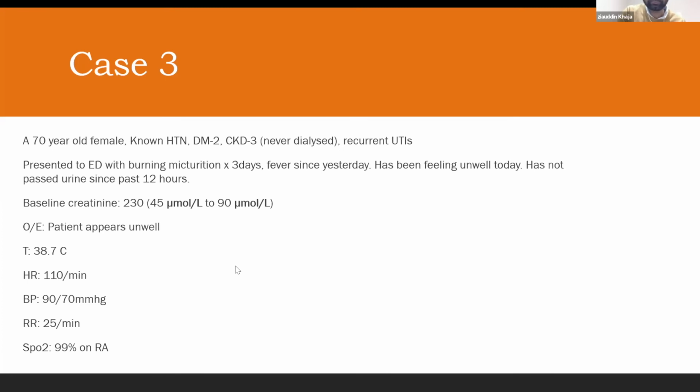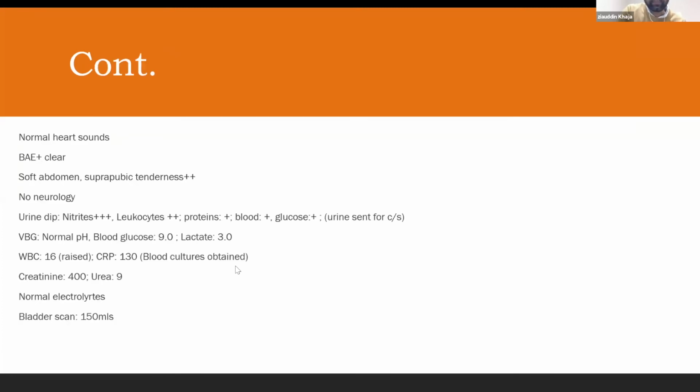Yeah, yeah. Excellent. Okay, and then on examination, you see normal heart sounds. Air entry is clear bilaterally, soft abdomen, and there's suprapubic tenderness. No neurology. Urine dip is positive for nitrites and leukocytes, proteins, blood, and glucose. And urine is sent for culture and sensitivity.